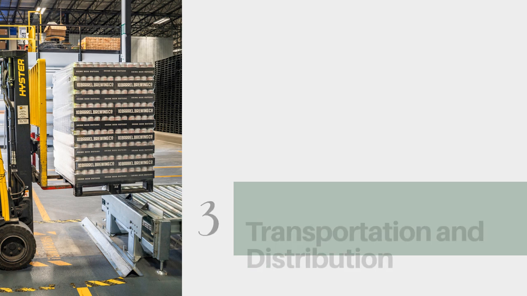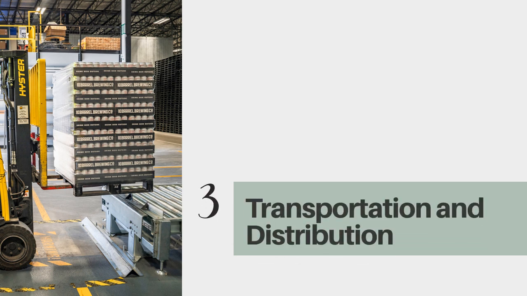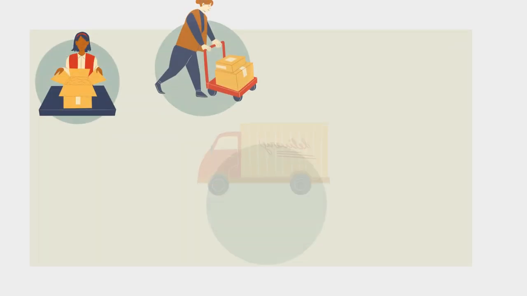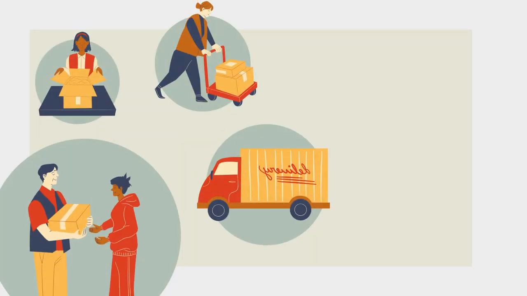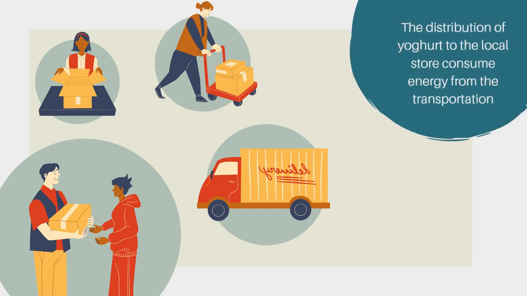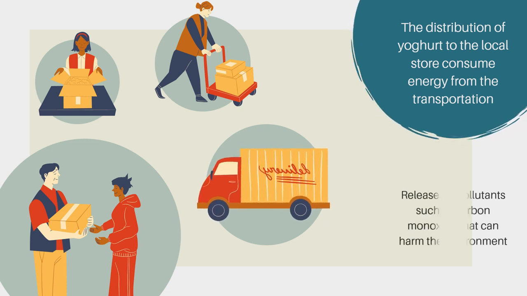Next, we move on to transportation and distribution. After being packed, the yogurt will be distributed to the local store. However, the distribution of the yogurt to the local store may consume energy, as it needs transportation such as a lorry. The combustion from the lorry may release lots of air pollutants such as carbon monoxide, that can harm the environment, especially the atmosphere.